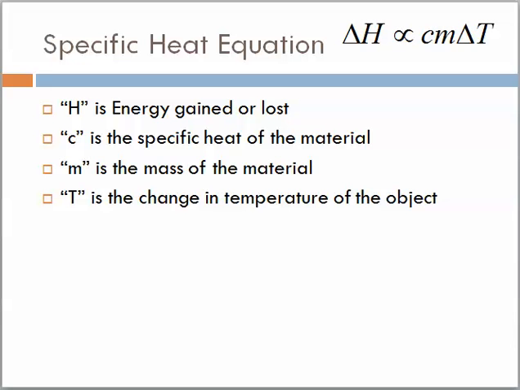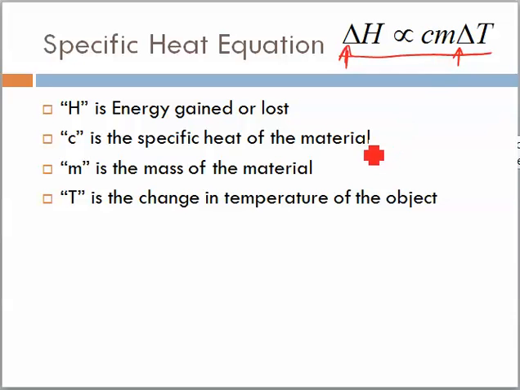Let's get into specific heat. We're going to be using this equation quite a bit, so let's define these terms. This triangle stands for delta, which means the change. H is the heat or the energy gained or lost. So the change in heat, or change in energy gained or lost, is proportional, and this little symbol means proportional, to the specific heat of the material times the mass of the material times the change in the temperature of the material.